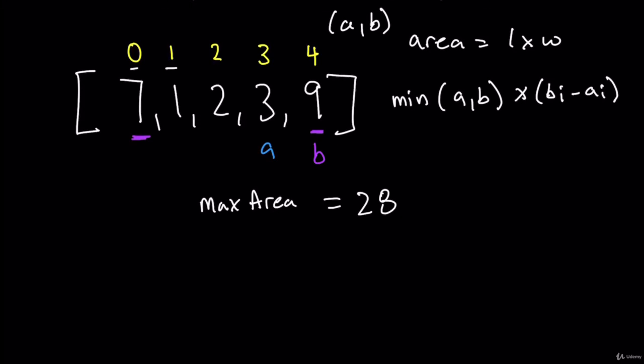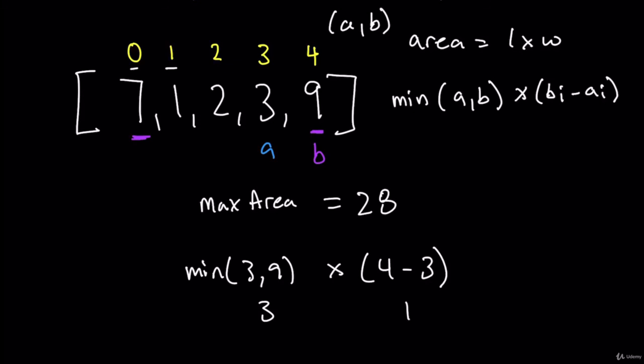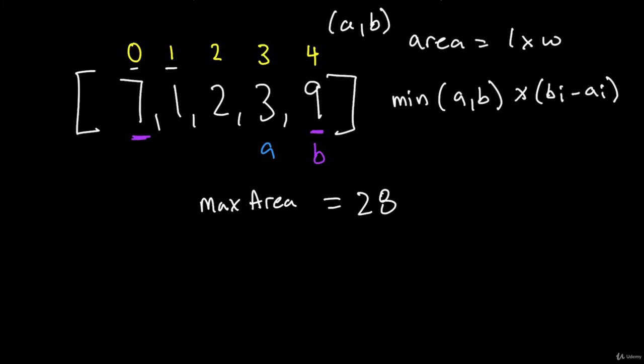We do our calculation. What's the min of 3 and 9 multiplied by B of I, which is 4, minus A of I, which is 3. Min of 3 and 9 is 3. 4 minus 3 is 1. Area of 3. Max area 28 is still greater. We've hit the end of our calculation. 28 remains. And there's no other cases left to test since we move A over and there's no B that can be initialized. So we have our final answer of 28.